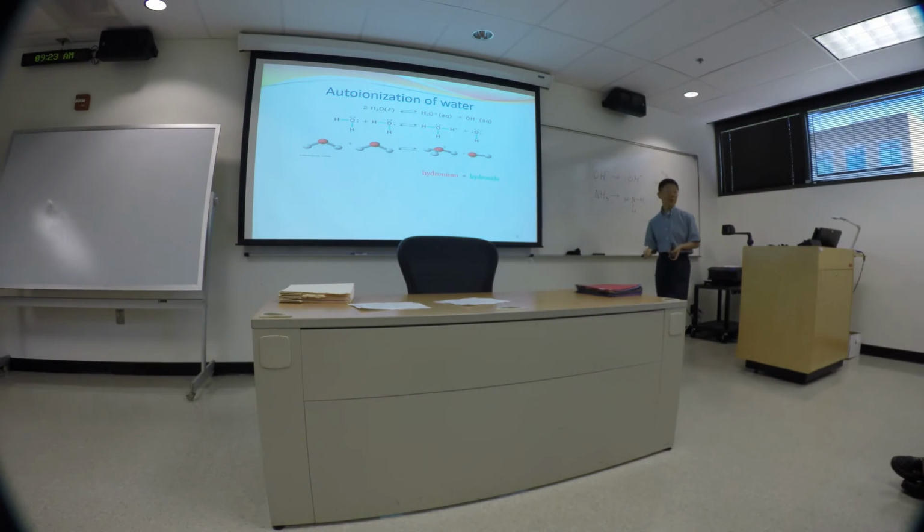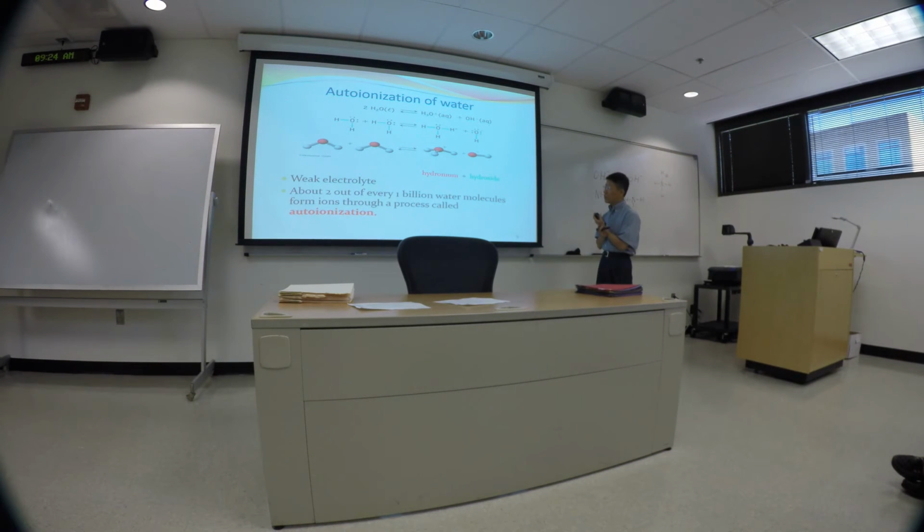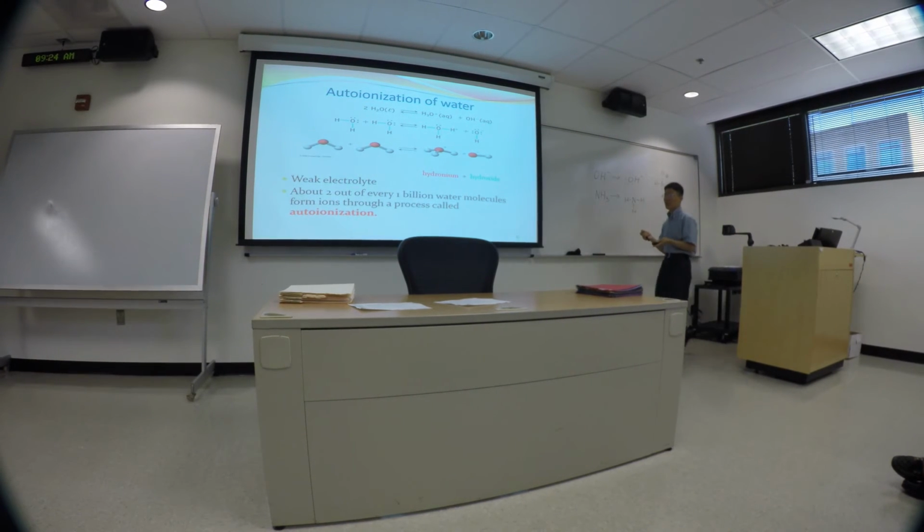Now, thank goodness this is not happening on a very high level, or rather it's actually happening at a very low level. Water is a very weak electrolyte. We say pure water does not conduct electricity simply because we don't have a whole lot of charged ions, H3O plus or OH minus. How low is the level of autoionization? About 2 molecules of water out of about 1 billion water molecules will go through this process. So you don't really have a very high concentration of the hydronium ion and hydroxide ion.